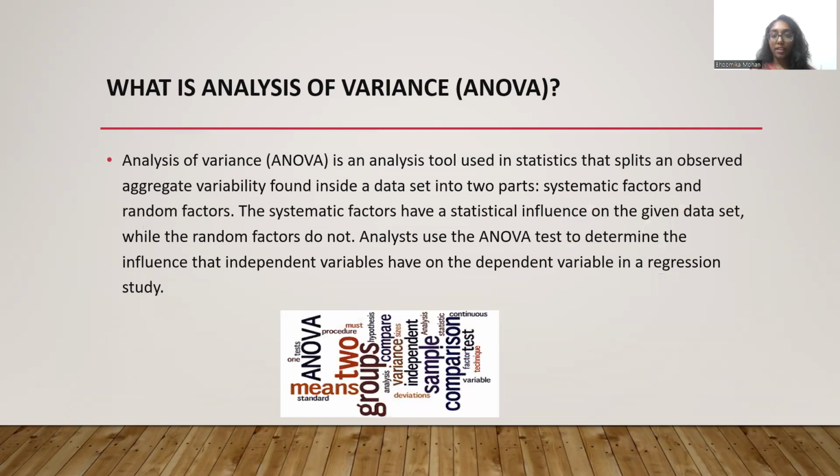What is analysis of variance? That is ANOVA. Analysis of variance, that is ANOVA, is an analysis tool used in statistics that splits an observed aggregate variability found inside a dataset into two parts: systematic factors and random factors. The systematic factors have a statistical influence on the given dataset, while the random factors do not. Analysts use the ANOVA test to determine the influence that independent variables have on the dependent variable in a regression study.